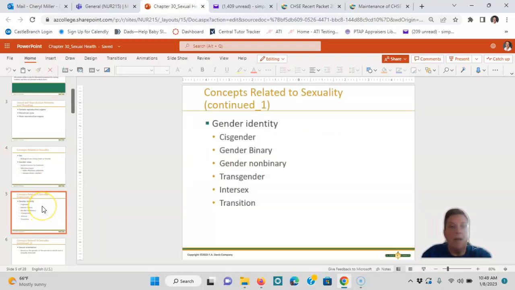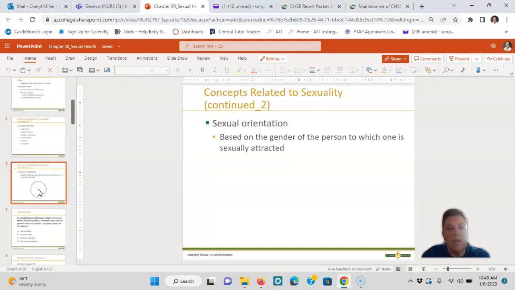And then gender identity. So now there's even more concepts related to sexuality. It is not just black and white, male, female. There's a whole bunch of different combinations as well. So gender identity, know the difference between cisgender, gender binary, gender non-binary, transgender, intersex, and in transition. So you need to have a working knowledge of that. Sexual orientation is based on the gender of the person to which one is sexually attracted.